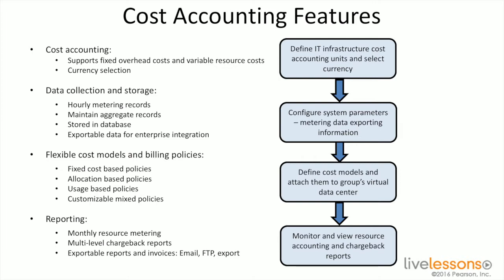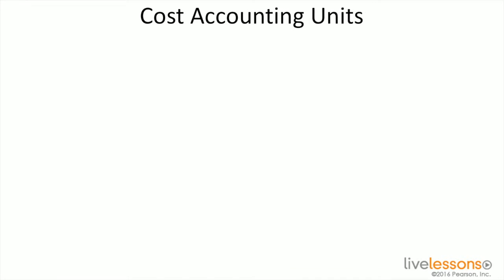From a reporting perspective, you've got monthly resource metering reports. You've got multiple levels of chargeback reporting capabilities, as we've seen before. And of course, that exportability tied to being able to send out invoices and all these different things via email. You can export via FTP, as well as save them off to a file server. So this is showing you some of those core features within the accounting system. It's obviously very useful as you start to look at leveraging UCS Director as a tool to run IT as a business.